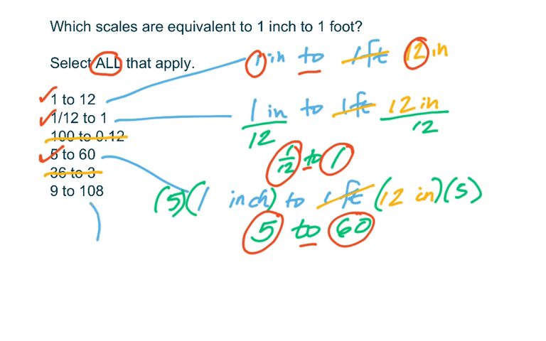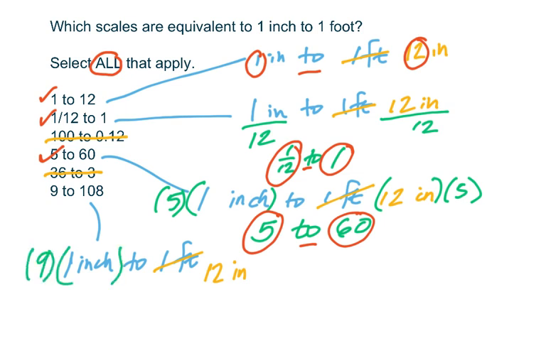Let's try the last one. So 1 inch to 1 foot. Again, it makes sense to start by replacing the 1 foot with 12 inches. And this time I'll be multiplying by 9 rather than multiplying by 5. So multiply this by 9, multiply this by 9. So this gives me 9 to 108. So we have another one that has the equivalent scale.